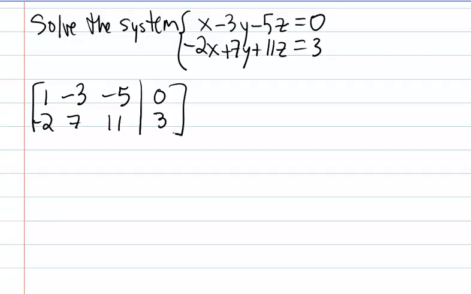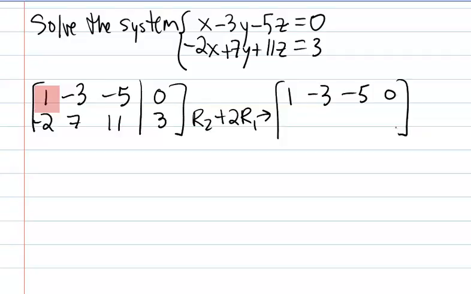There's my augmented matrix. I have a 1 in the pivot position, and I'll use that to make a 0 below it. Row 2 plus 2 row 1. We'll put the 0 below. 1, -3, -5, 0 is the first row. That stays the same. I'm going to run across the top row multiplying by 2. So 2 times 1 plus -2 gives me a 0. 2 times -3, that's -6 and 7, puts a 1 there. 2 times -5, that's -10 and 11, puts a 1 here. And 2 times 0 is 0 plus 3.